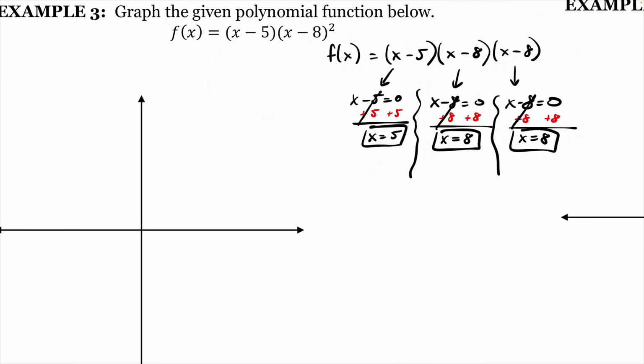Now I know I've got to find the y-intercept first, but I'm going to plot these. I'm going to make dots on this graph. Okay, so where do I make dots? On the x-axis, right? This is the x-axis, this is the y-axis, right? So on the x-axis, I'm going to make dots at 5 and 8.